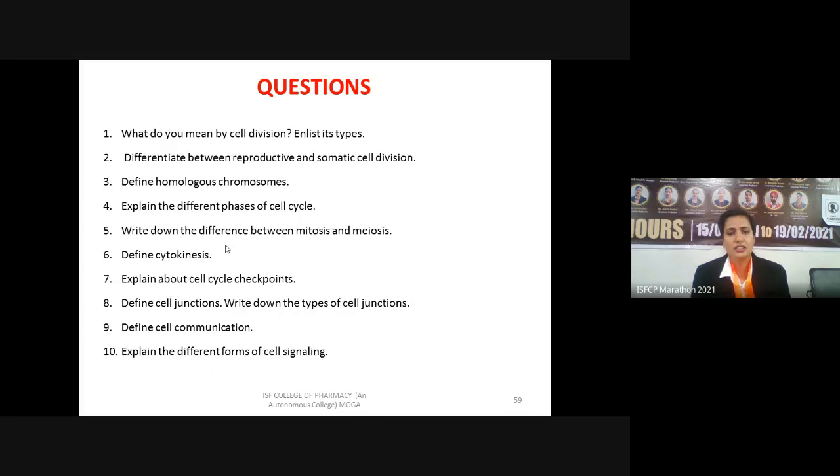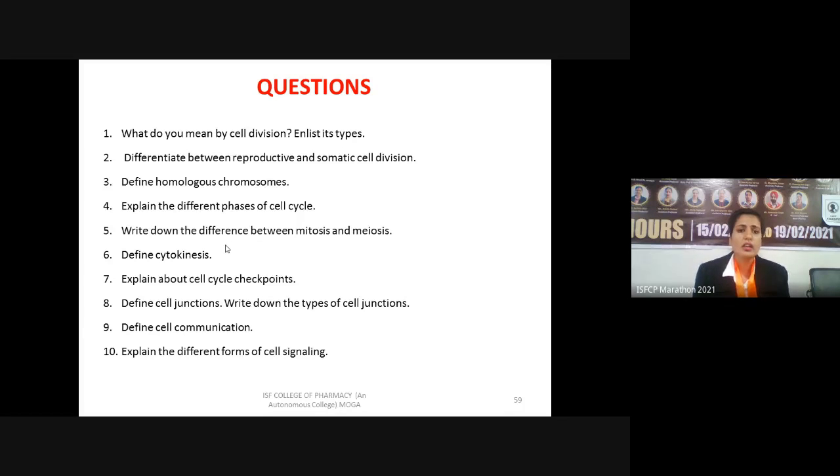In its types, so what are its types? It has two main types. First is the mitosis and second is the meiosis. So in mitosis, only two daughter cells are produced from a single parent cell. Unlike in meiosis, there is the production of four daughter cells from a single parent cell.